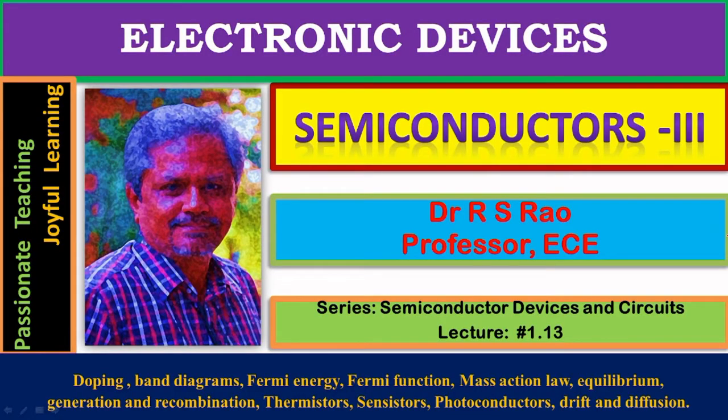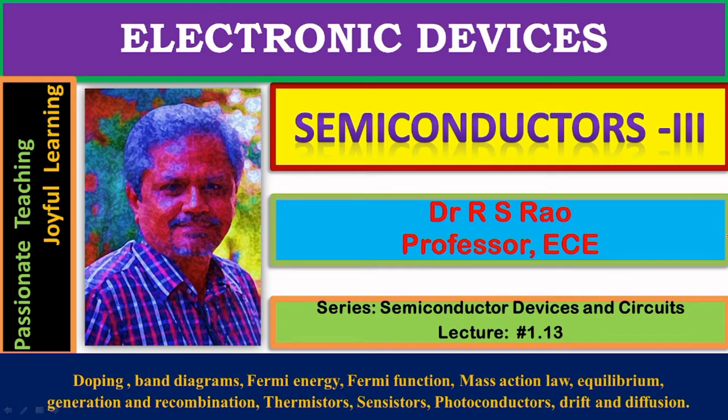Electronic devices, semiconductors, part 3, series on semiconductor devices and circuits, lecture number 1.13. Semiconductors, when pure, are called intrinsic semiconductors. When pure, the conductivity of semiconductors is very low. To increase the conductivity, intrinsic semiconductors are added with impurities. When impurities are added, an intrinsic semiconductor becomes an extrinsic semiconductor. Depending upon the type of impurity, the free electron concentration or hole concentration goes up. It results in increased conductivity. So extrinsic semiconductors have more conductivity when compared to intrinsic semiconductors.